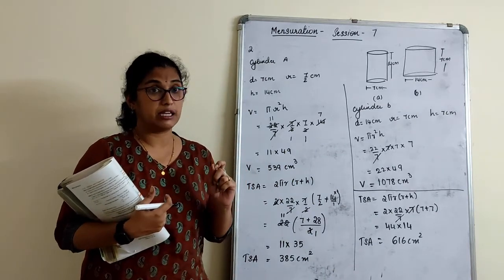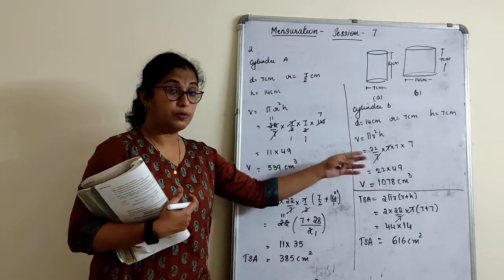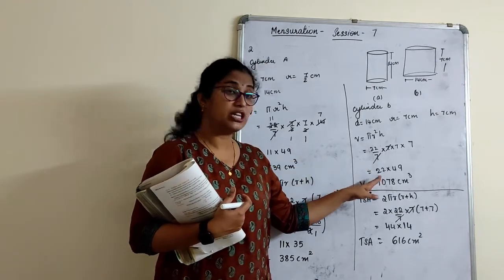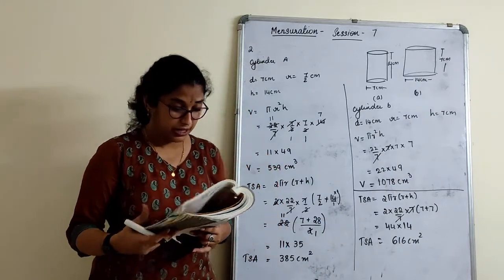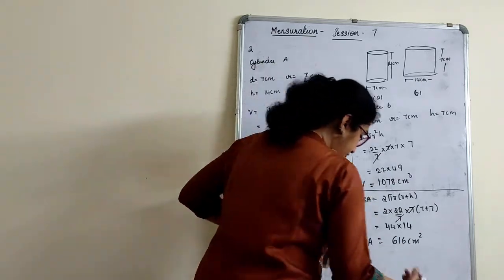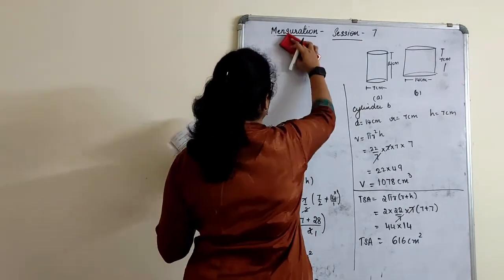Please keep the same conclusion. I repeat, first we write cylinder B has a greater volume, then the cylinder which has a greater volume also has a greater surface area. Very clear, children? Let's quickly find the next one. Sums are quite simple in this exercise.